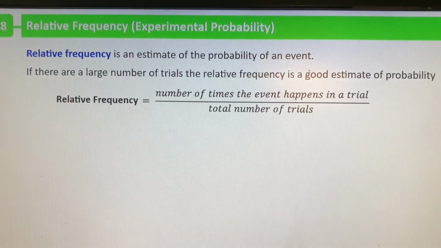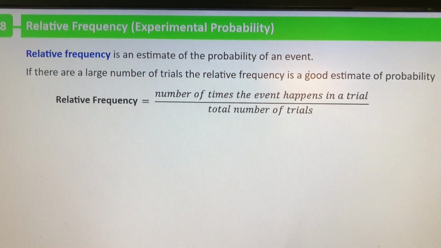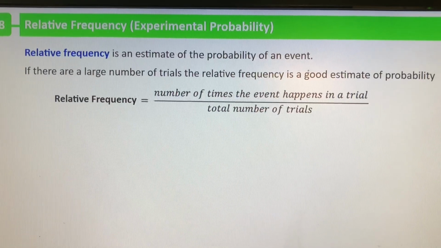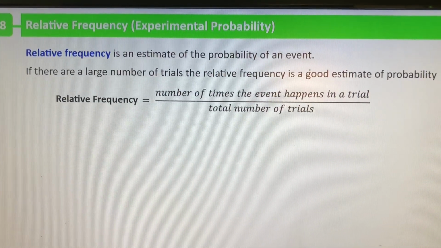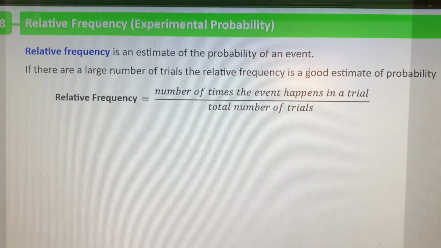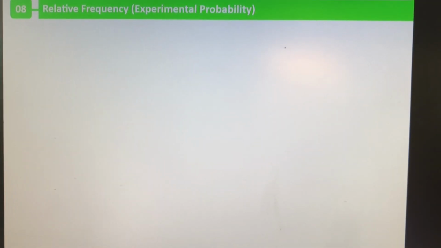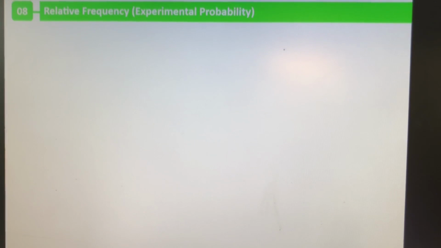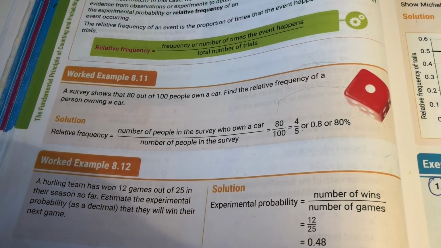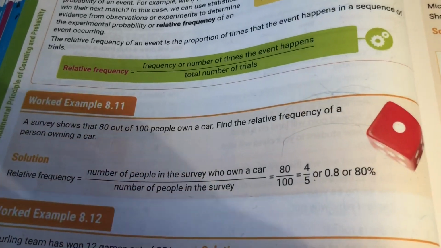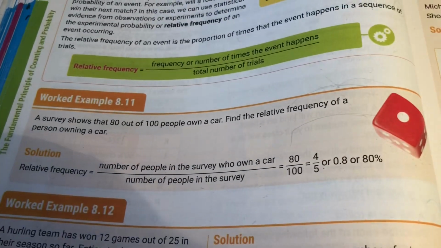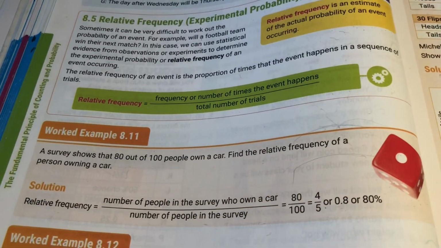Please pause the video and record the following formula for relative frequency into your notes copy. Your second letter to write down is the letter N. Okay, let's have a look at some worked examples in your textbook on page 128, please. First of all, worked example 8.11.